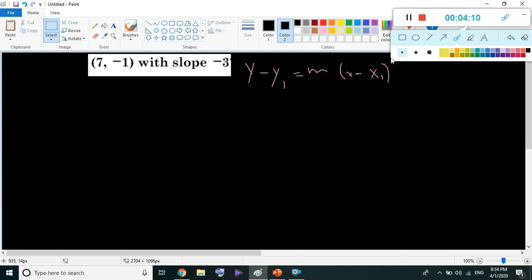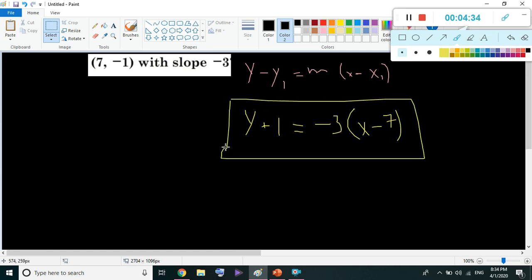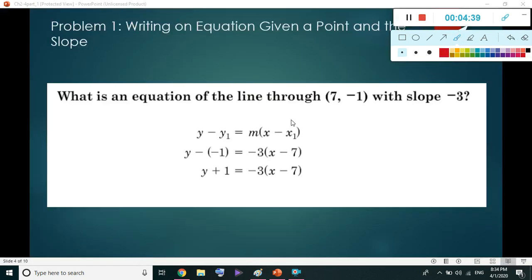The point that we have here is (7, -1). So let's substitute. y minus y1 is going to be y minus -1, so it's going to be y plus 1, equals m, which is -3, times x minus x1, which is 7. This is the point-slope form. Let's check it together. So y plus 1 equals -3 times (x minus 7). This is the final answer as we got, so it's correct.